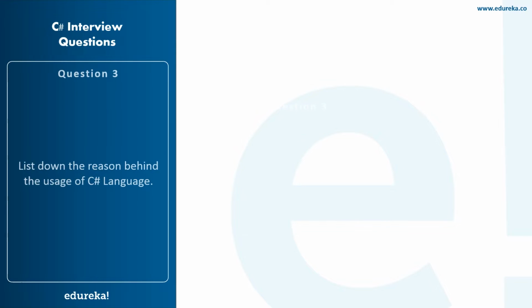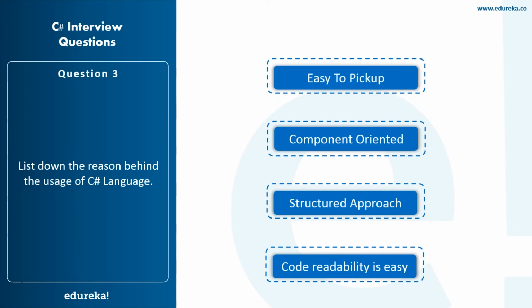Let me move on to the next question, which says list down the reasons behind the usage of the C# language. There are several reasons, but some of them are listed in my slides. It's easy to pick up since the syntax is very easy to grasp. It's a component-oriented language which follows a very structured approach. Code readability becomes very easy, and it also produces very optimized algorithms. Passing parameters in this programming language is also really easy, and once written, it can be compiled on different platforms.